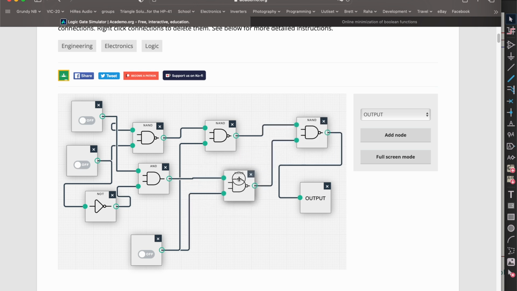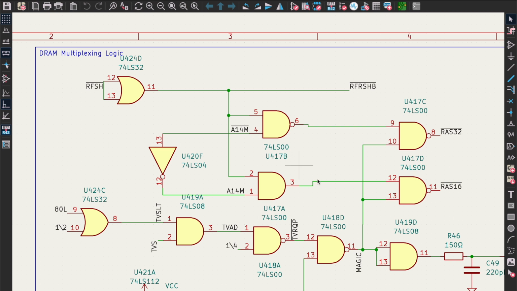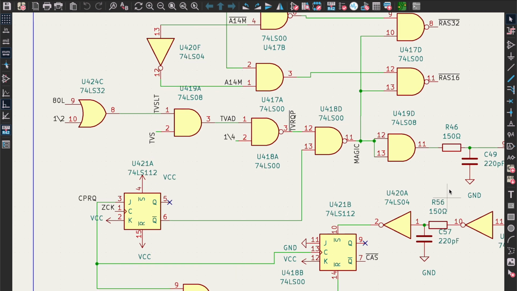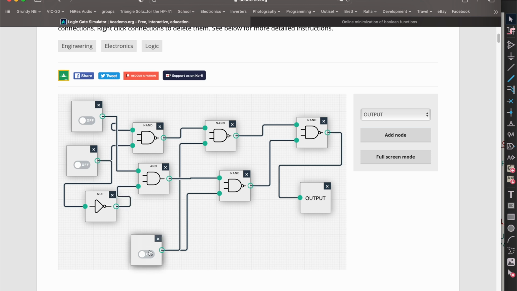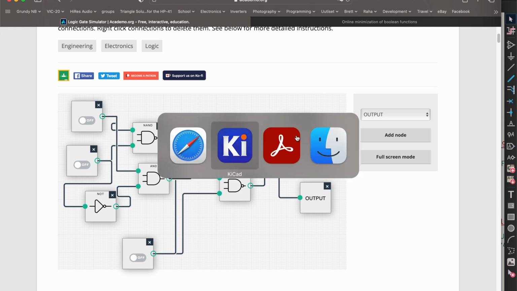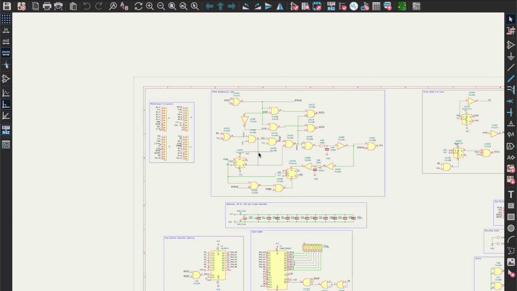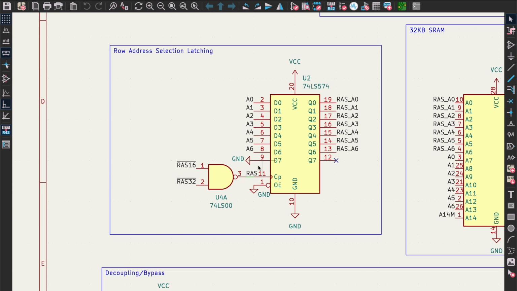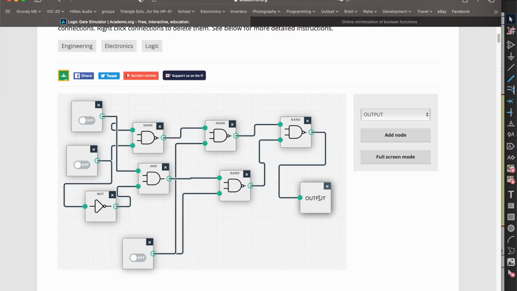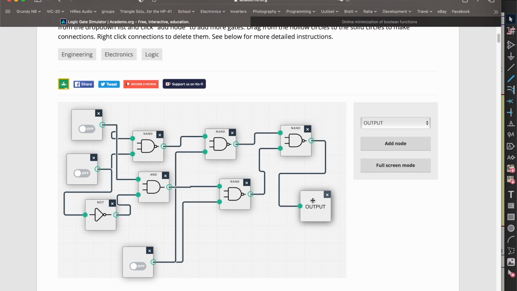So RAS32 and RAS16. And then we have this additional bunch of logic here, which again is effectively a 0 or 1. So that's down here. So this can be 0 or 1 going into there. And then this here is my NAND gate down here into the latch to generate the RAS signal. So that's basically the RAS signal there. So basically I just did a truth table.